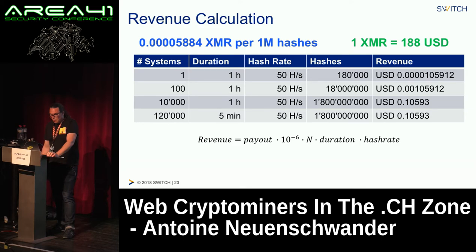If you want to get close to somewhere to have some revenue, you can scale it up and say you have 100 visitors during 1 hour on your website mining at 50 hashes per second. Then obviously it's 100 times more hashes generated, so 18 million. You still get almost nothing. What you really need as computing power to get like a dime is 10,000 systems during 1 hour at the same hash rate. And say you want to have the same in a 5-minute window, then you'd need 120,000.